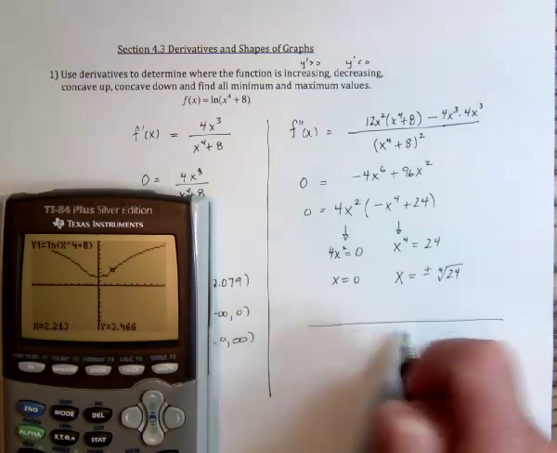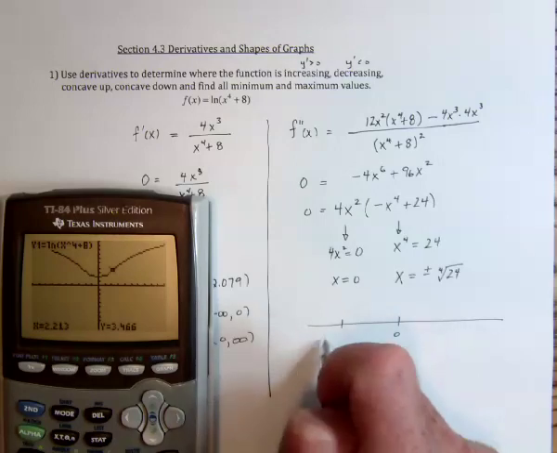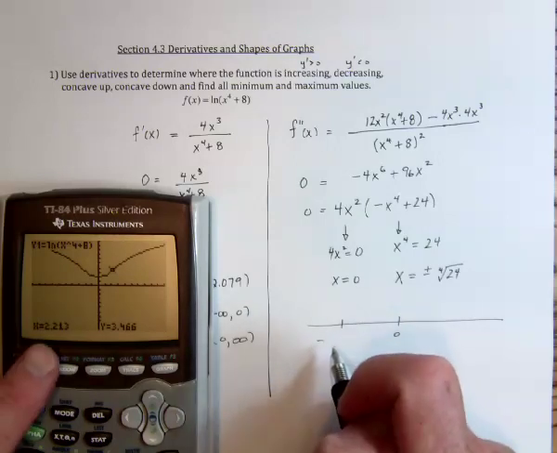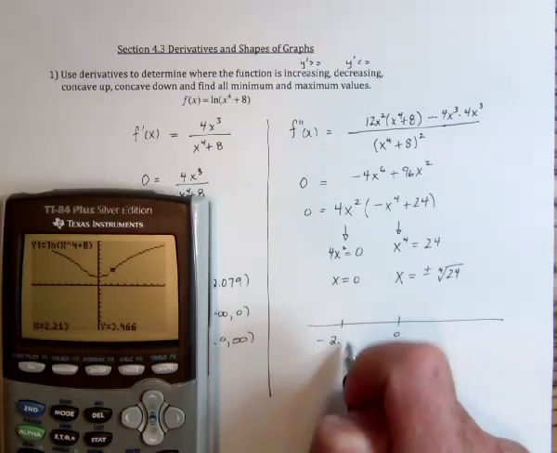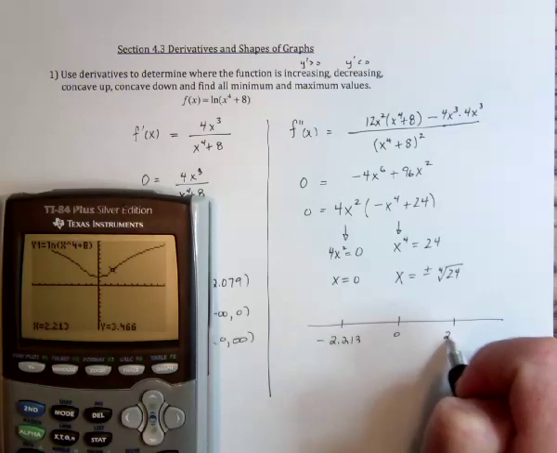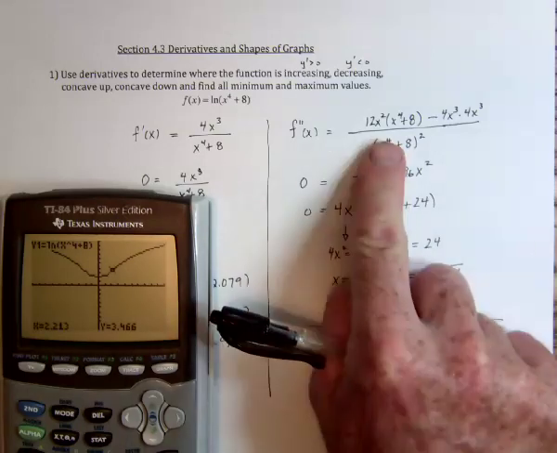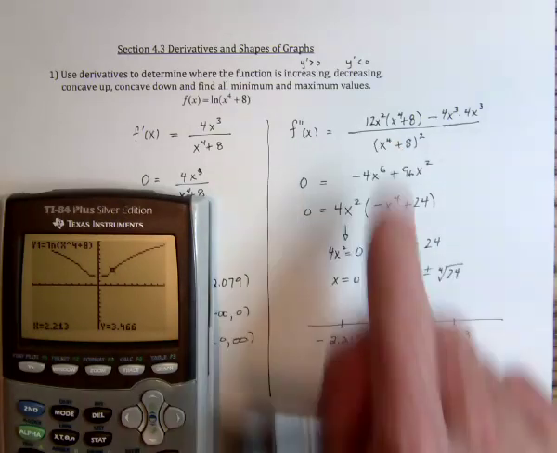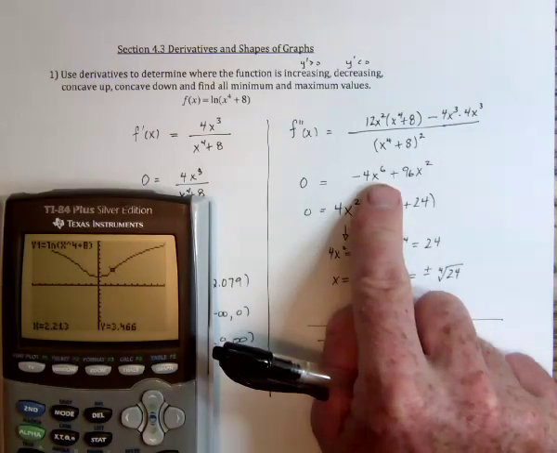Over here, in the middle, is 0. Over here is negative. So the x value for the 4th root of 24, 2.213, and here positive 2.213. And then we're going to test it in the second derivative. So keep in mind this was the numerator.